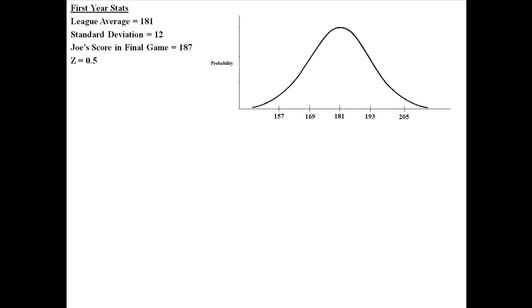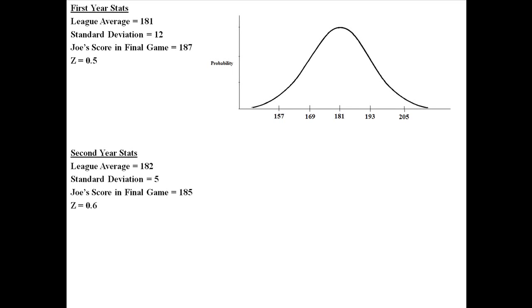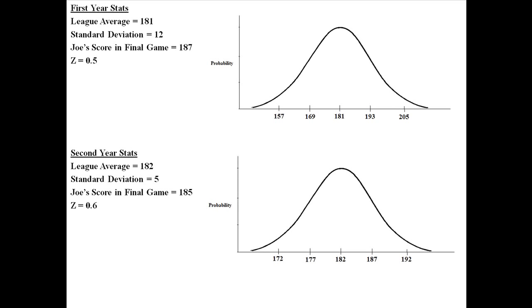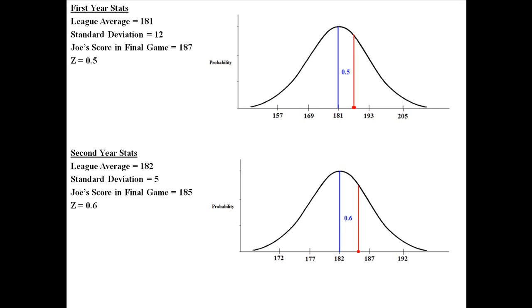For the first year of stats, we have a mean of 181 with a standard deviation of 12. And for the second year stats, we have a mean of 182 with a standard deviation of 5. So in the first year, he got a score of 187 in the final game, and in the second year he got a score of 185. But now when you look at these graphs, you can see that compared to every other score in the distribution, the 185 was actually higher than the 187. The 187 was only 0.5 standard deviations above the mean, whereas the 185 was 0.6 standard deviations above the mean.